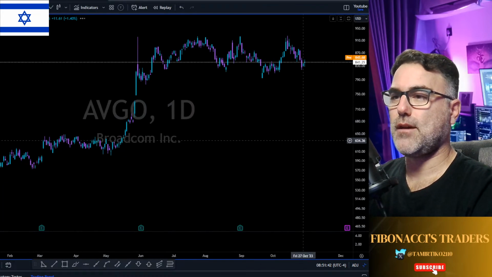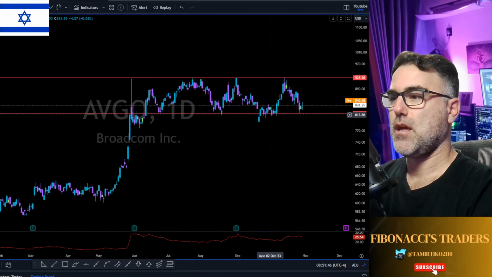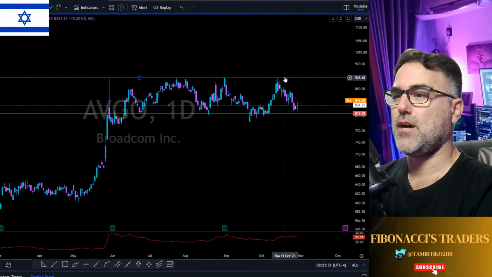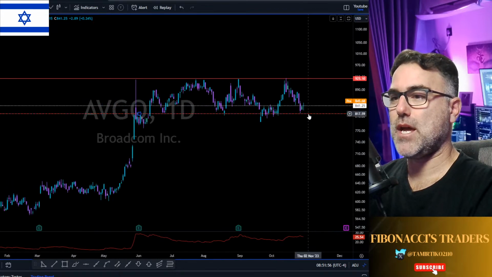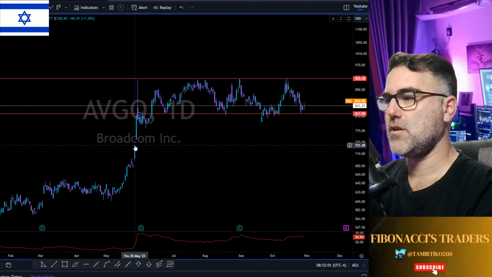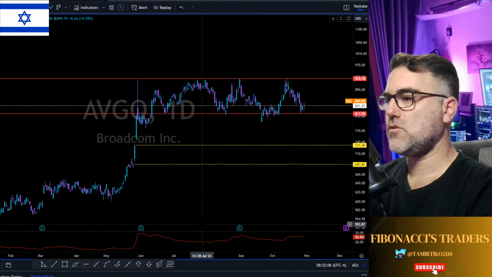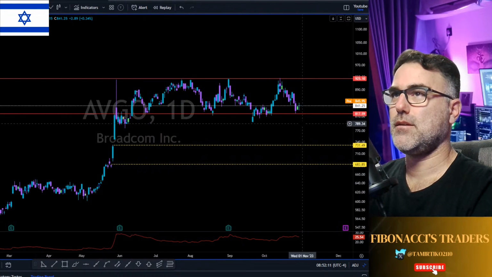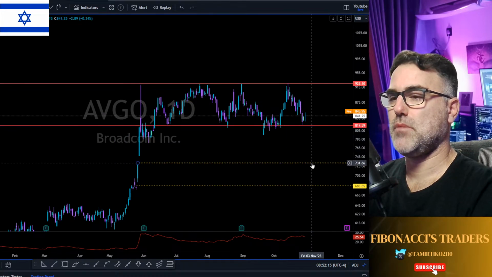AVGO, Broadcom, what do you see? 817 support, 925 resistance. You want to take short? Below 817. Towards where? You have a gap over here. You don't even need Fibonacci. You have a gap over here. So with high probability, below this red line, it's going here. Below here, it's going here.